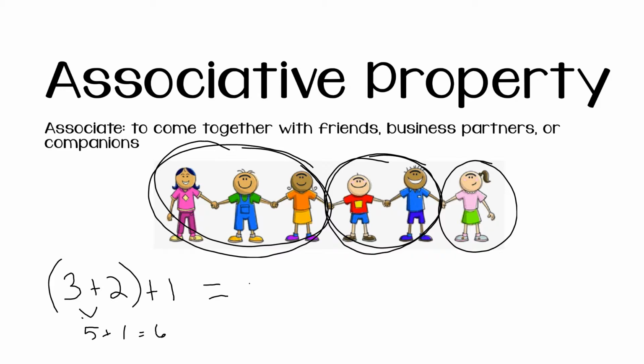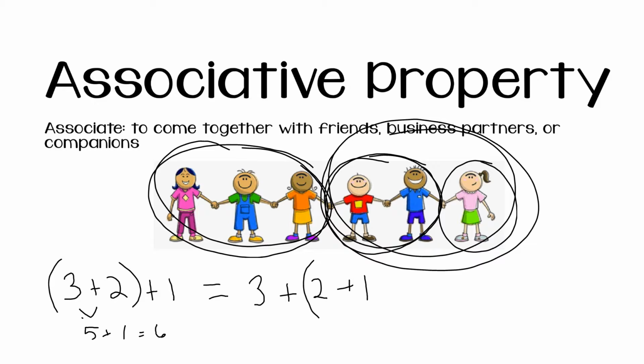So we still have the same 3 kids, the same 2 kids, and the same 1 kid to equal 6, right? But now these guys are all hanging out together. So these friends are going to associate with one another. Do you see how we still have the same numbers in the same order, the same kids in the same order, but now instead of these 5 friends hanging out together like they did yesterday with this girl off by herself, today these 3 kids are going to hang out together, and these kids are all going to hang out together in a group. They're associating with one another. Okay, so that's what we mean when we talk about the associative property.